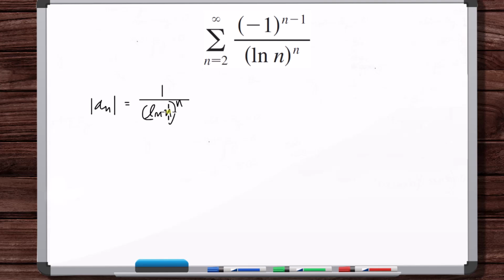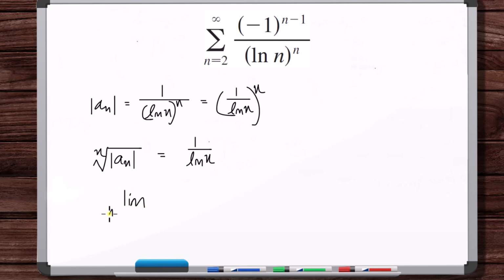Yeah, because this is always positive. Okay, now, well, you notice though, we could write this like this. Therefore, the nth root of the absolute value of a sub n is 1 over that natural log of n. So what is the limit? This is equal to 0. That's less than 1. Convergent.